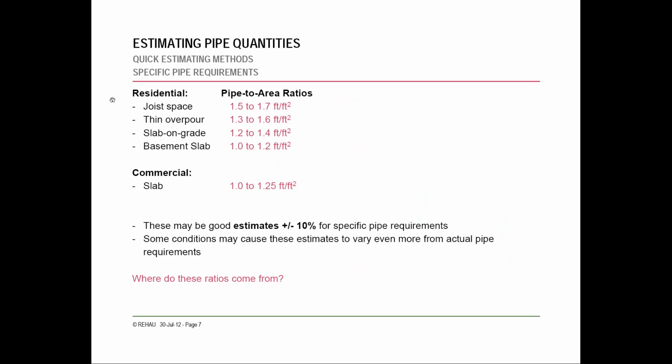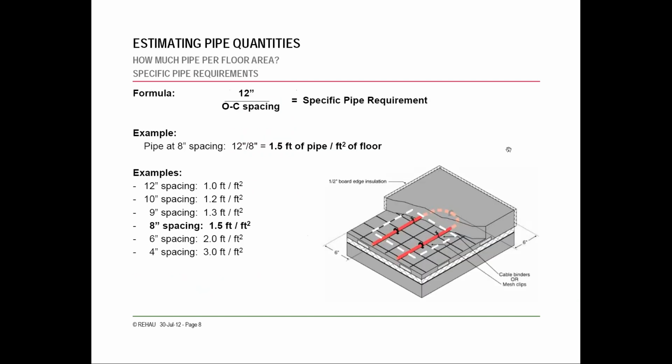Go through this kind of quickly. I'm going to give you some numbers to help estimate these at the end, but your pipe to area ratios will depend on your spacing most predominantly. So they have these numbers here. I'm going to switch over to here.